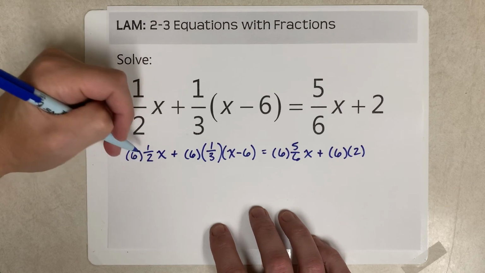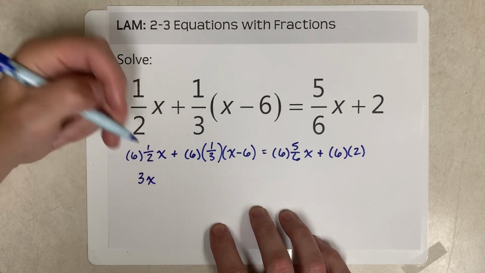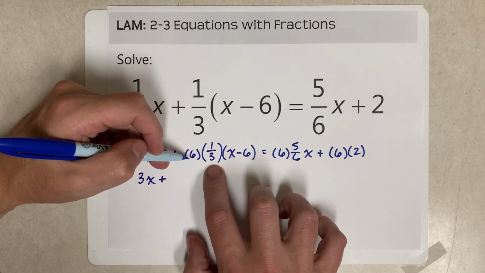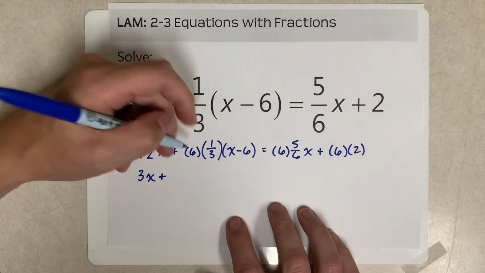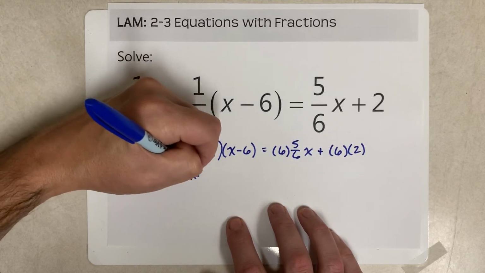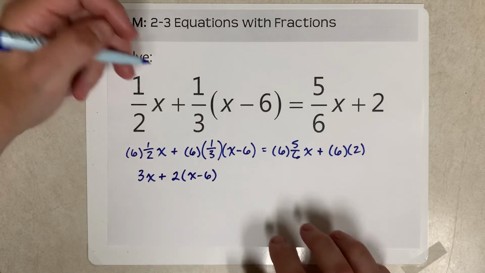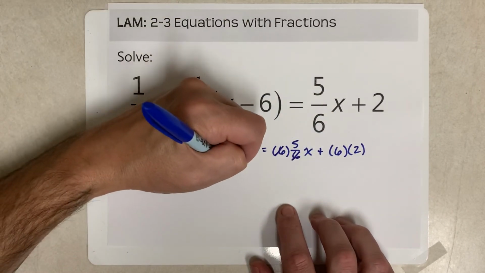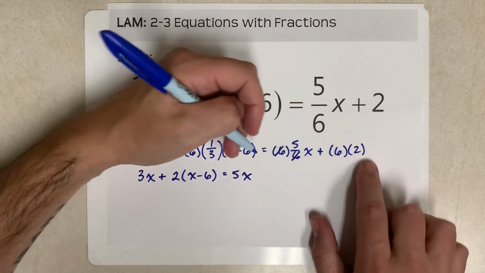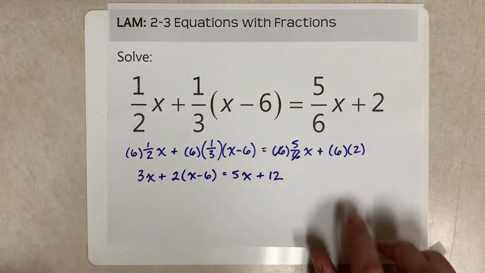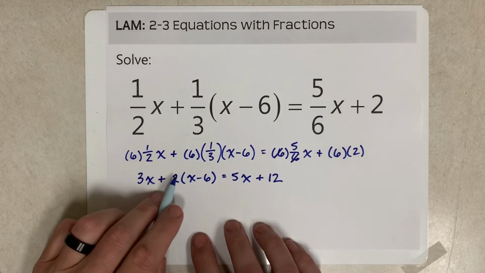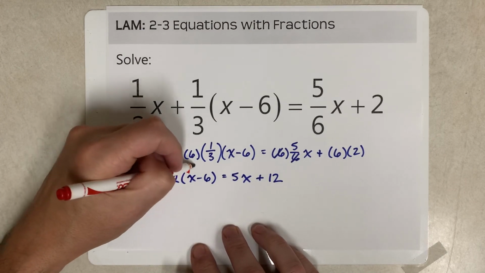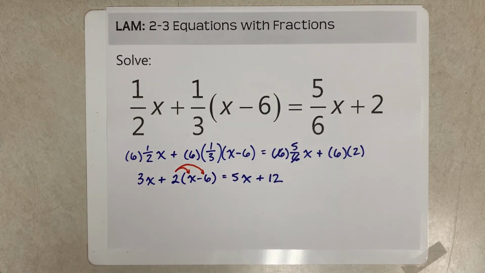So 6 times 1/2, or 1/2 of 6 is 3x plus. Okay, so 6 and 1/3 actually are going to make 2, aren't they? So I'm going to actually write a 2 here, still x minus 6. I don't want to do too much at once. Equals, these two 6's are going to cancel out completely and leave me with a 5x, and that 6 times 2 is 12. Okay, so now I got rid of all my fractions, and now I'm going to distribute this 2 to both of these items here in the parentheses. Okay, so that'll be my next step.